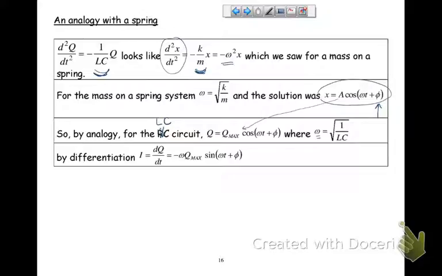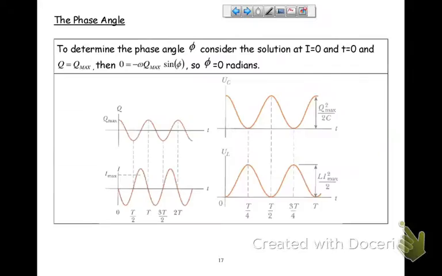What do you need to get out of that? You need to get that, you need to get that, and I suppose you need that. To determine the phase angle, we ask how far out are we from where we should be? Consider the solution to that.